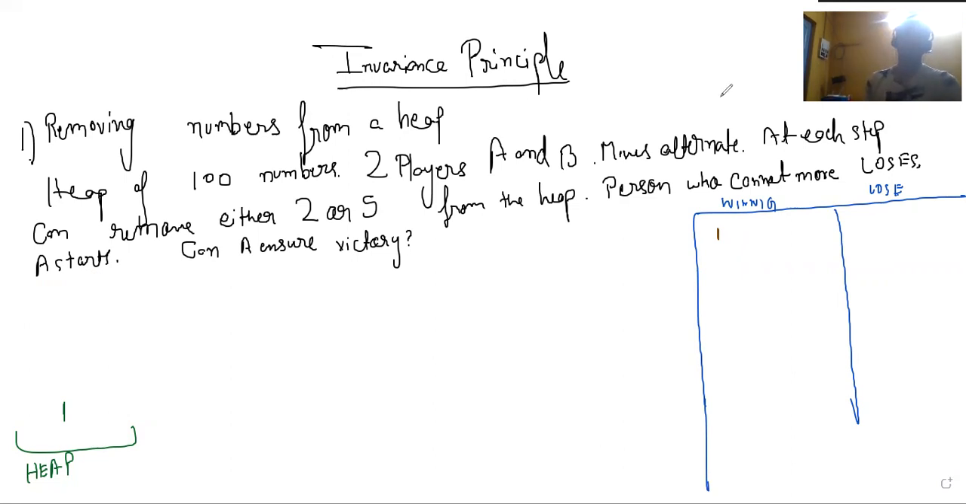So can anybody explain? If the beginning number is 1 instead of 100, we are going to understand what kind of numbers are going to make A win and so on, because we directly cannot jump to 100.